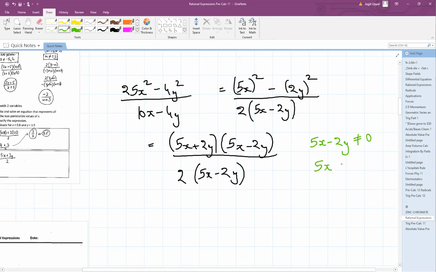Move the minus 2y to the other side. So we say 5x cannot be equal to 2y. And now we can choose either to isolate x or to isolate y. That doesn't really matter. I'm going to isolate y, so I divide both sides by 2. So y cannot be equal to this. And then you cancel this. So your final answer is going to be 5x plus 2y divided by 2.